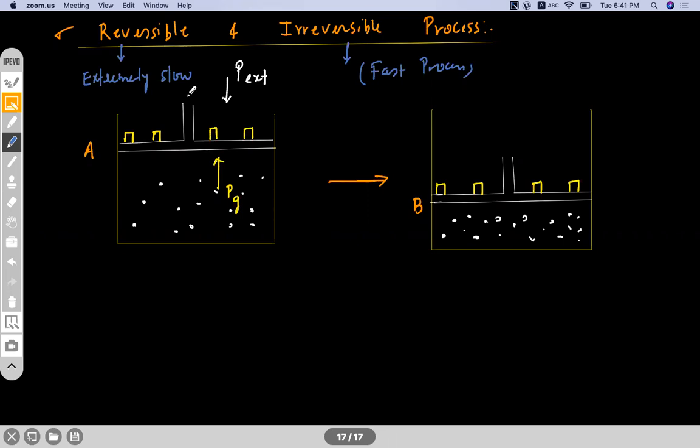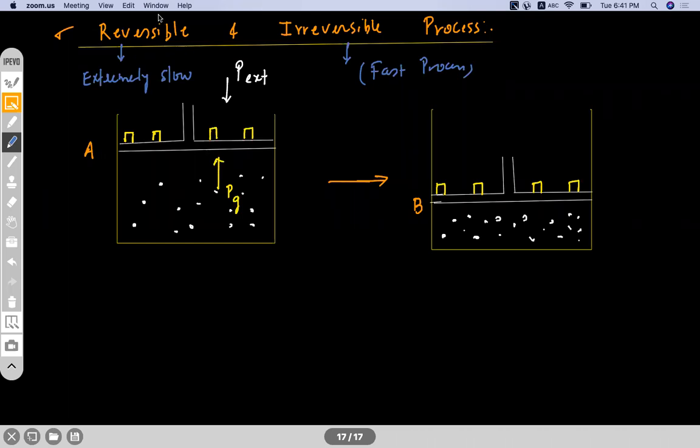Second thing you see, that is what external pressure. In reversible process, what happens? We are putting down this stone like in every step, right? So in every step, what we are doing, we are increasing the external pressure. Yes or no? You can type in the chat. We are increasing the external pressure in every step in reversible process. Yes or no?